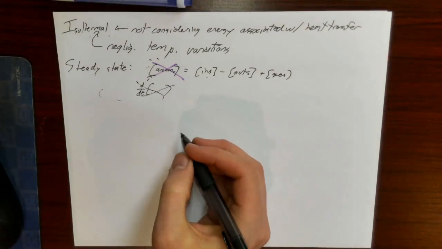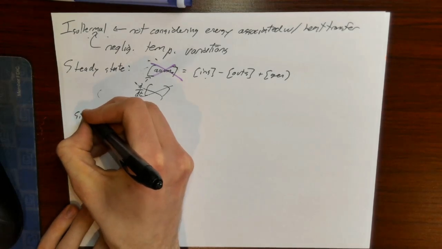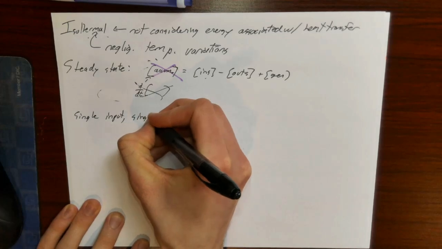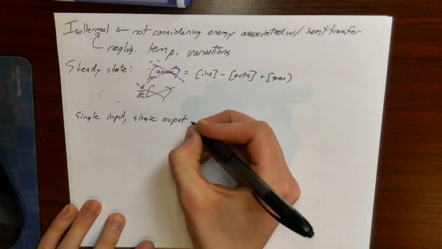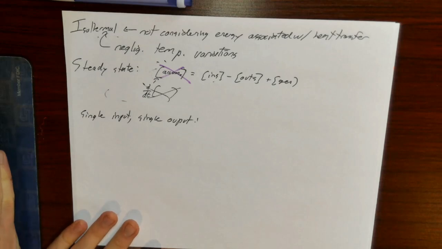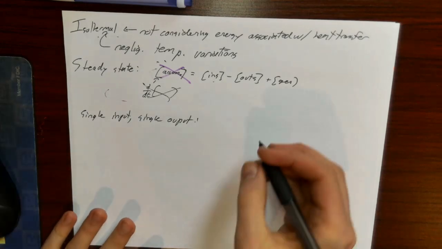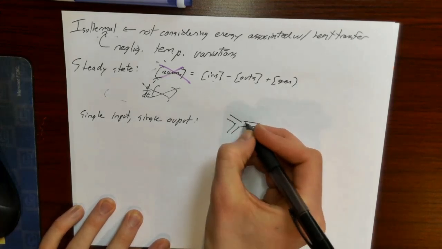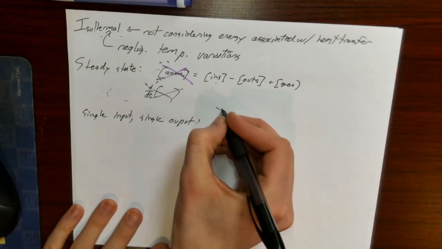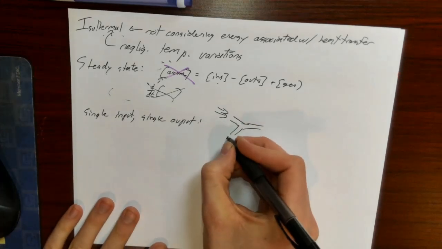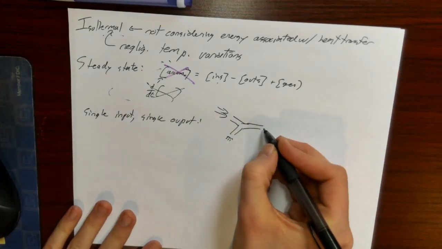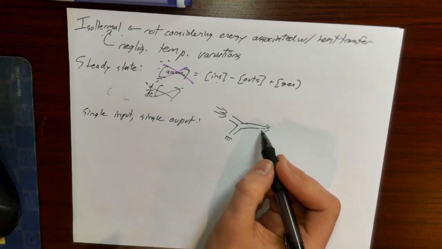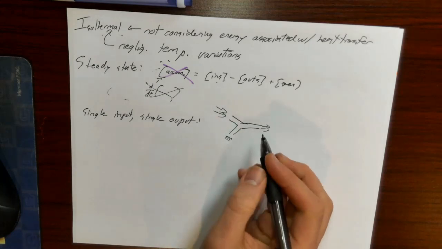Finally, we're going to consider a single input, single output system. In a single input, single output system, hypothetically we could have a situation where we have, let's say, a Y junction like this, with fluid with some kinetic energy coming in here, and some different kinetic energy coming in here. How would the stuff coming out vary as a function of these inputs?